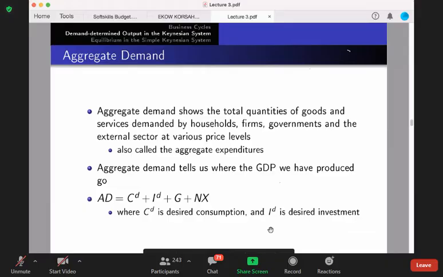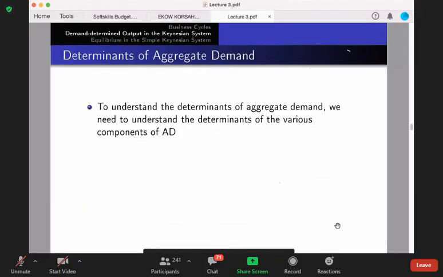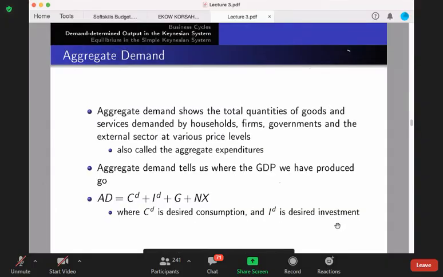Is that clear? NX is net exports. All right.